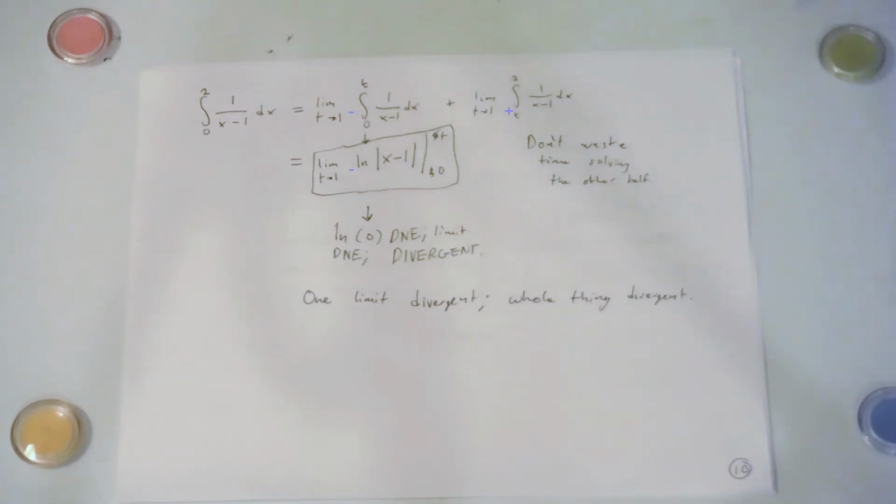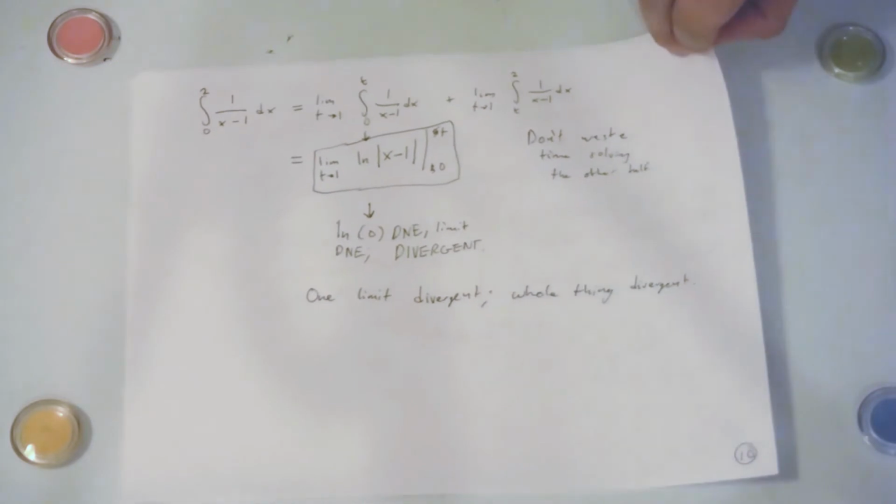Note once again that if one of the limits involved in calculating an improper integral is divergent, then the whole integral is divergent. So there we go. I'm done making your life more difficult.